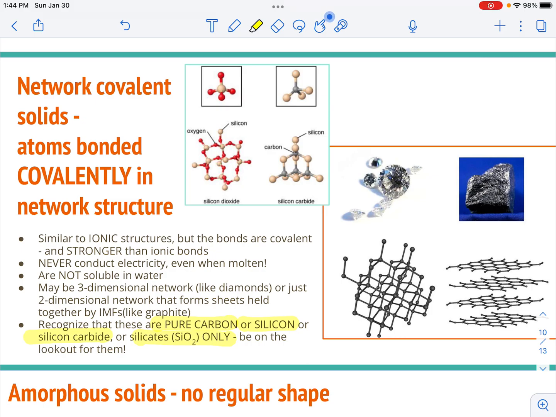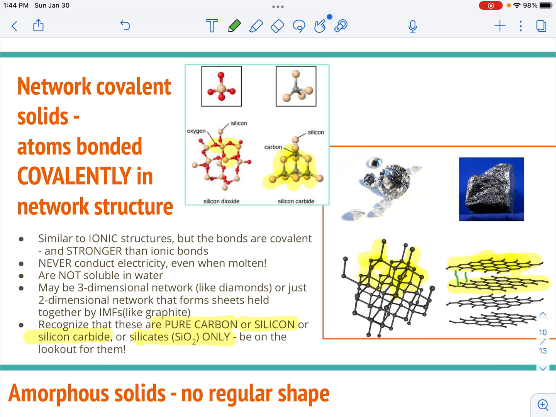I do want to draw your attention to the fact that these could be three-dimensional networks of covalent bonds, like in diamonds here, or like they show up here. Or they could be two-dimensional networks where these are all flat and form sheet after flat sheet. Diamonds are very, very hard because of this three-dimensional network of tetrahedral bonds of carbon to carbon to carbon to carbon. Those bonds are nonpolar because they're all carbon, so there's not really any attraction to anything else.